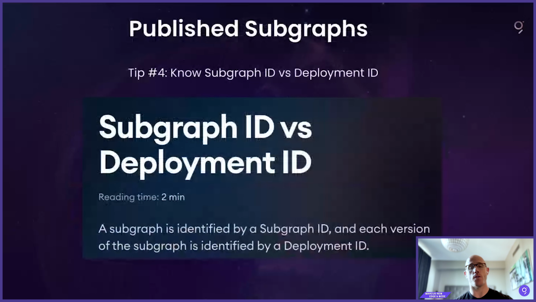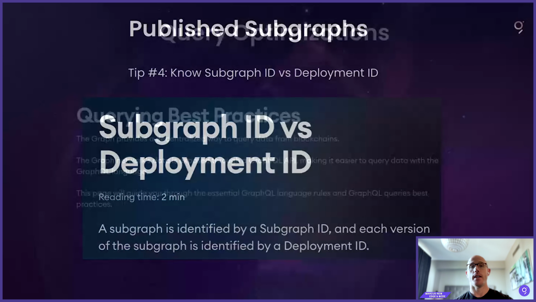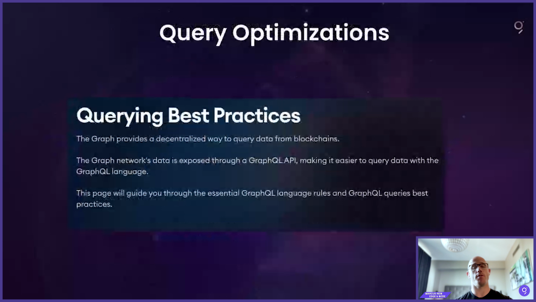I wrote this a few months ago. So just hop in. It's a short read, just 2 minutes, to go over the differences. So those were the tips on deployed subgraphs and published subgraphs and how you interact with them in the Studio. Stepping back, querying is, of course, what we want to do with our subgraphs and substreams.